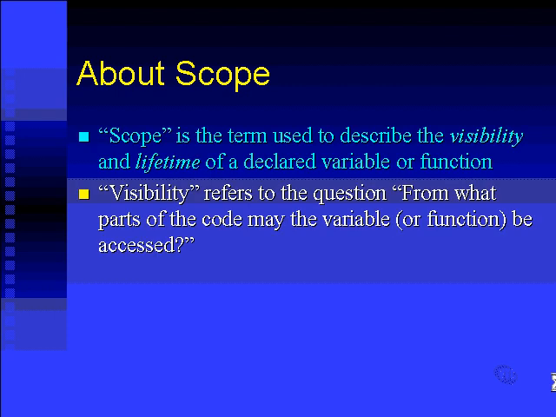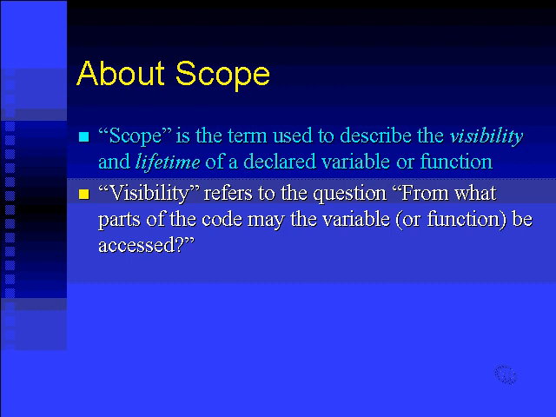The visibility refers to the question, from what parts of the code may the variable or function be accessed? Well, consider our example, x, inside the function main. I think you'll agree that inside the main function, in other words from every line of the main function, you'd be able to write, say, x equals 5 without the compiler complaining about it. In other words, you could set or access the value of x quite comfortably on any line inside the main function.